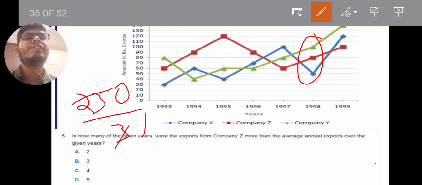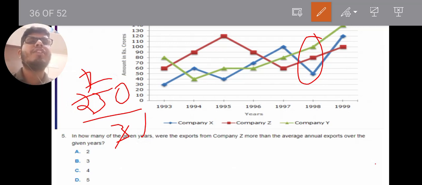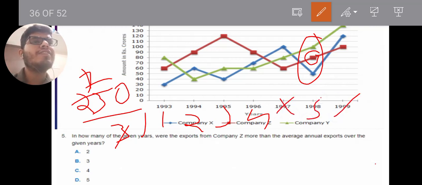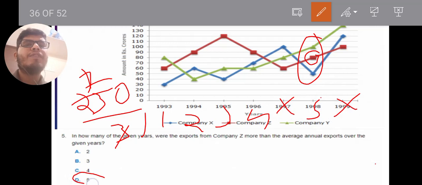3 sevens are 21, and I'm not going for the other aspects. So this point indicates 80. Am I right? This point indicates 80. So in this year as well, company Z's export is more than the average. So totally how many years? This year, this year, this year, this year, not this year, this year, and not this year. So totally in 5 years, company Z's export is more than the average of all the companies.